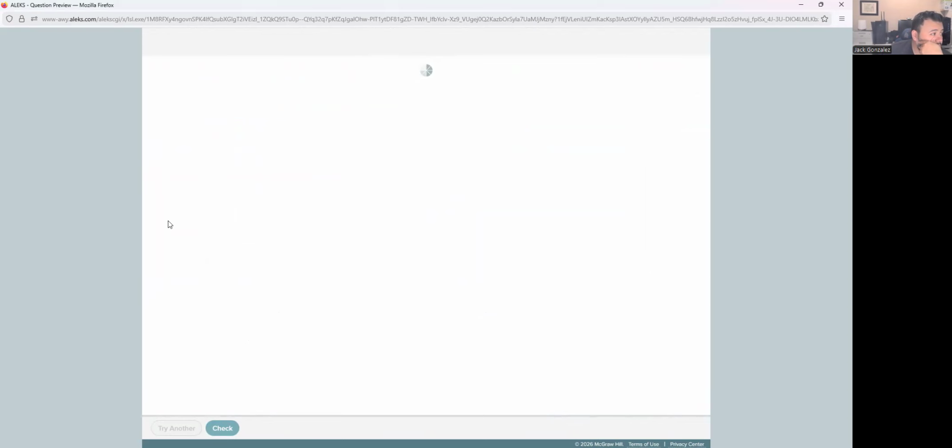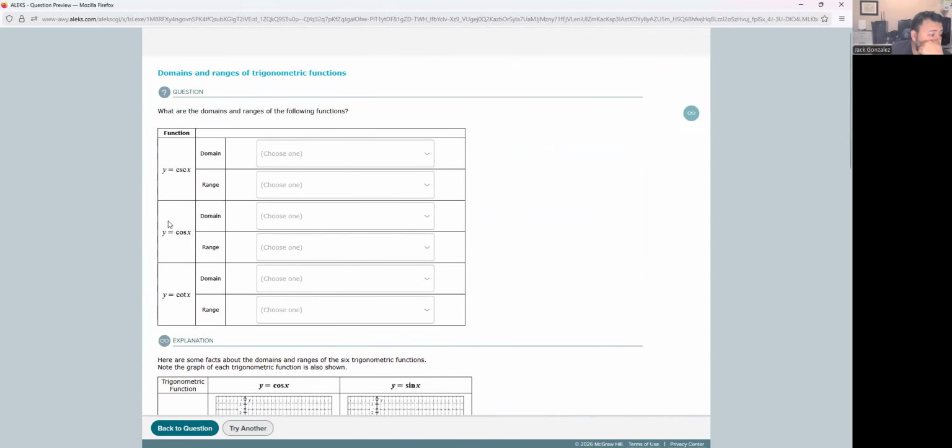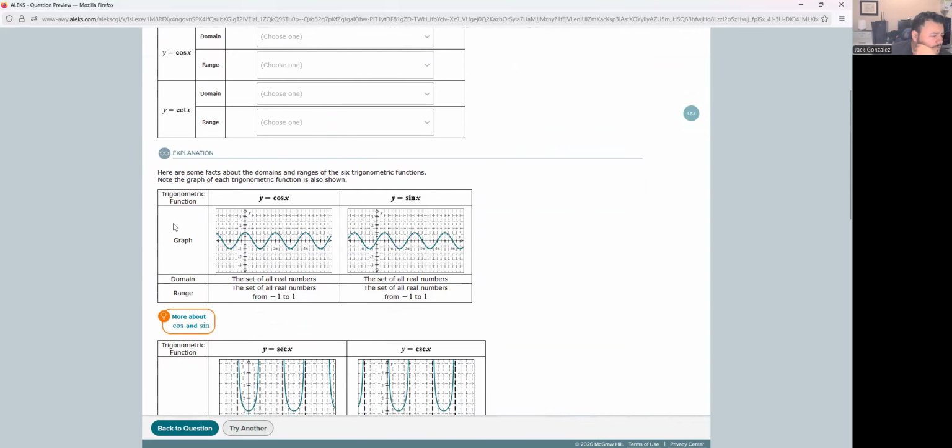You need to have, I think it's on your formula sheets that I sent you. I think you should need to have that ready, or if not, I'm gonna send you some more details. But basically, have this information at the ready. What is the domain and range of cosine?